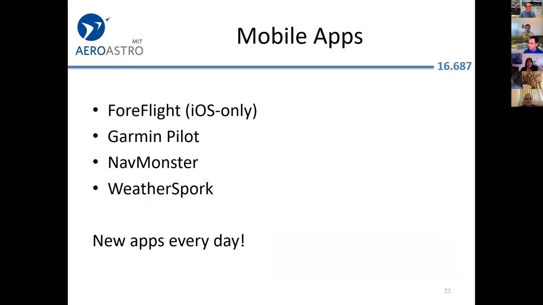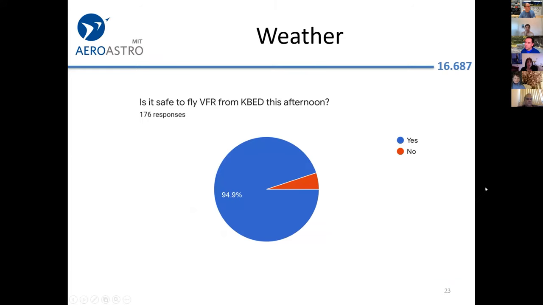We mentioned a lot of apps and different ways to get weather, and I think the best recommendation I can give is to use multiple sources. Very many of you indicated only a single source of weather data when you looked for the weather at Hanscom. So I recommend you use multiple sources to look at that.